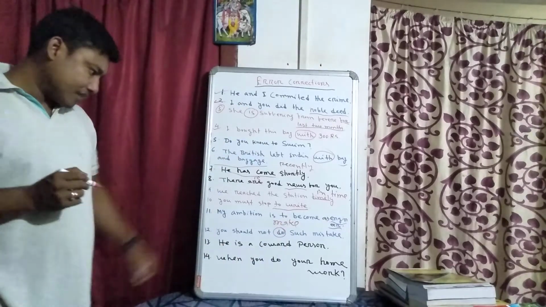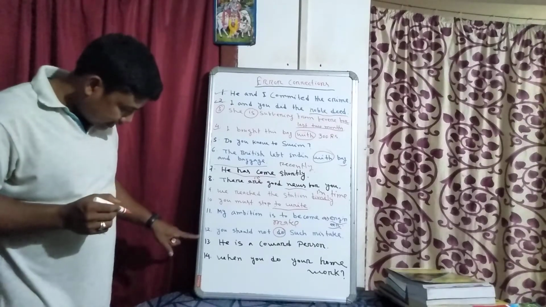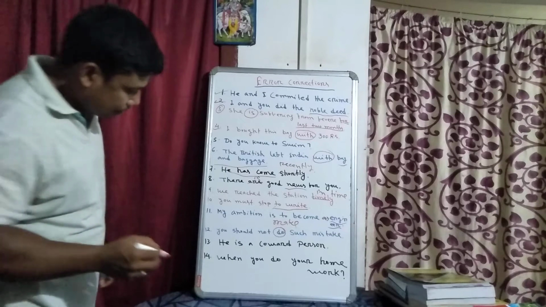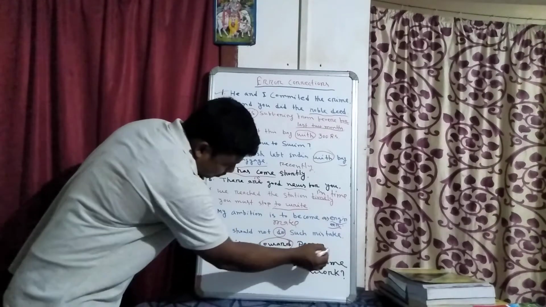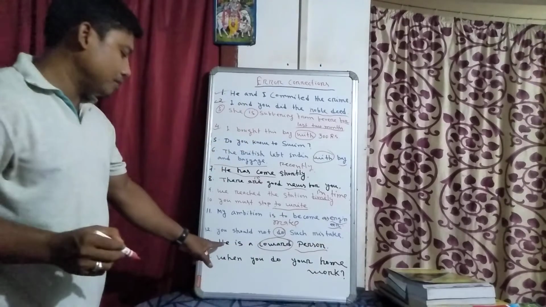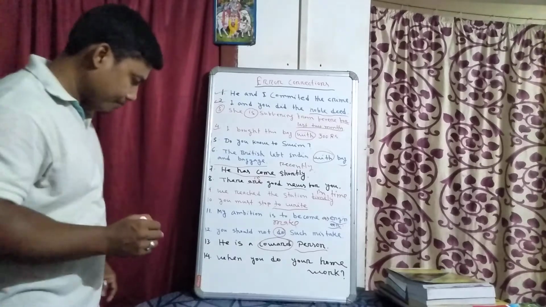Okay, this one is completed. He is a coward person. Here when we get the word coward, then there is no need to use person. The answer will be he is a coward. Okay, he is a coward, in this way.